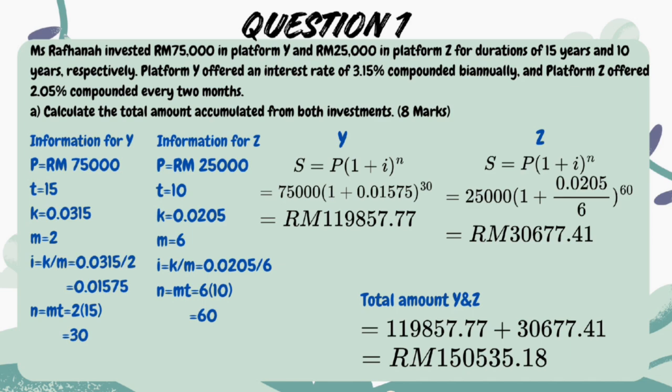So lastly, we need to calculate the total amount accumulated from both investments. So the total amount for Y and Z is 119,857 ringgit and 77 cents plus 30,677 ringgit and 41 cents. So the answer is 150,535 ringgit and 18 cents.